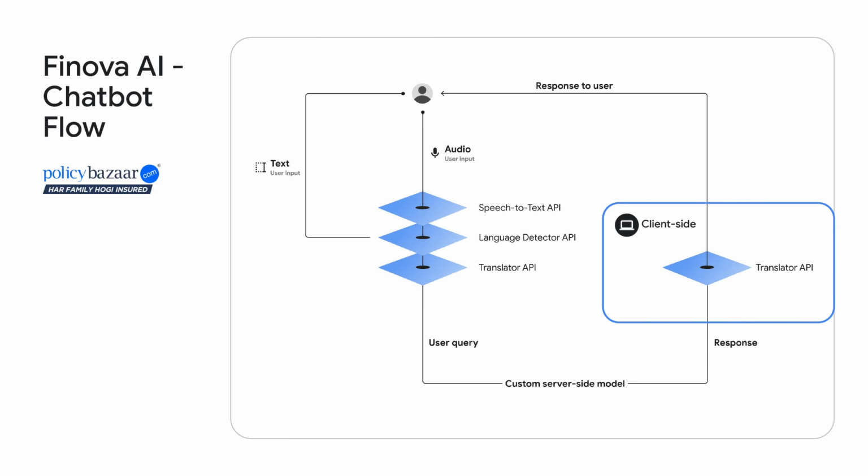The translator API then converts the text back into the user's native language if required. Policy Bazaar's example shows us that you don't need to choose between client-side and server-side models. You can combine or chain multiple models by catering each model to a specific task in the overall flow.